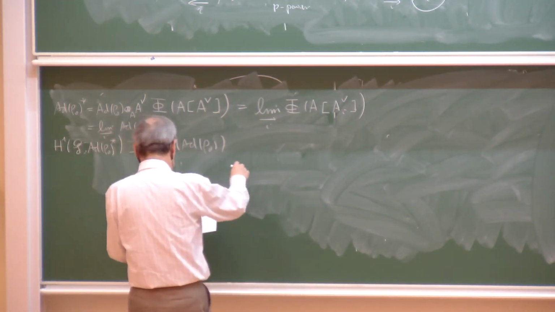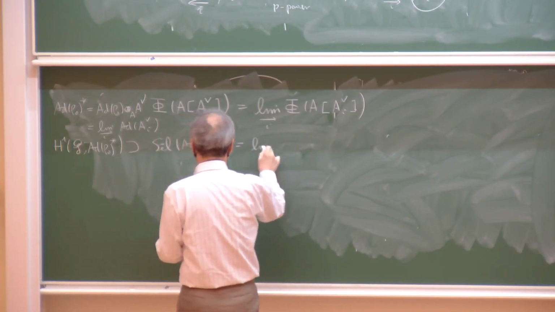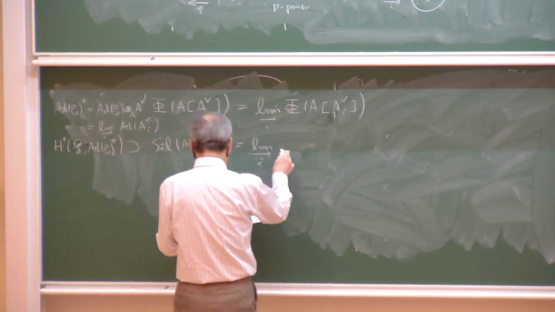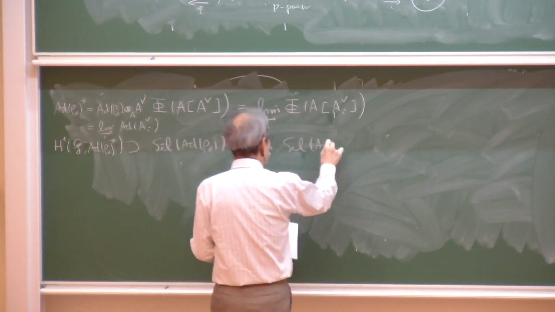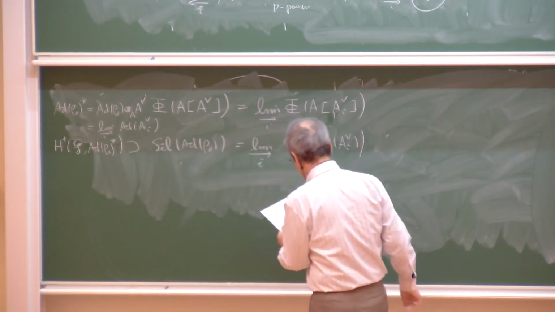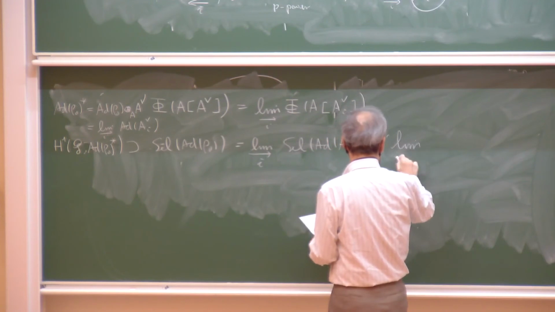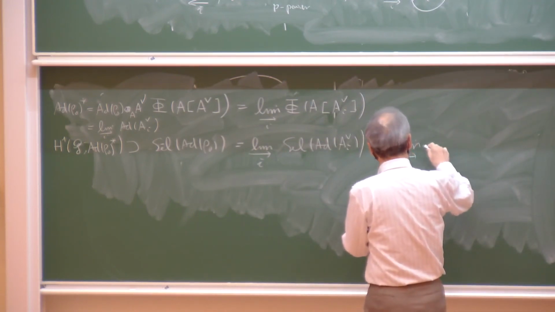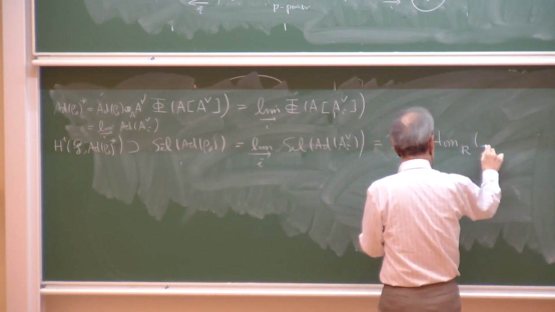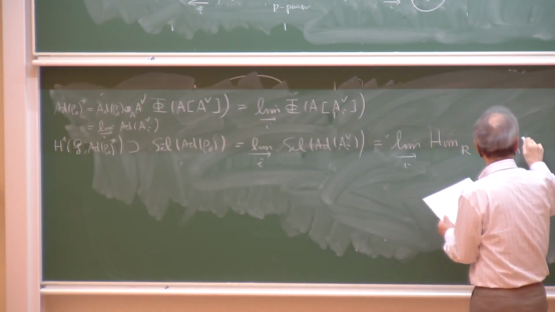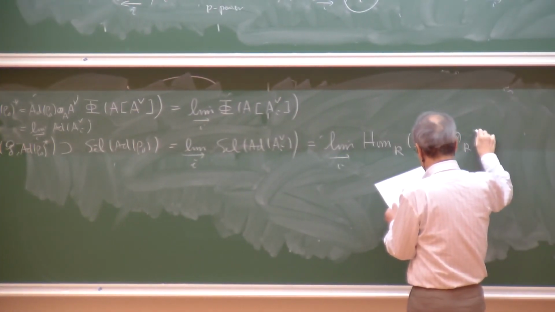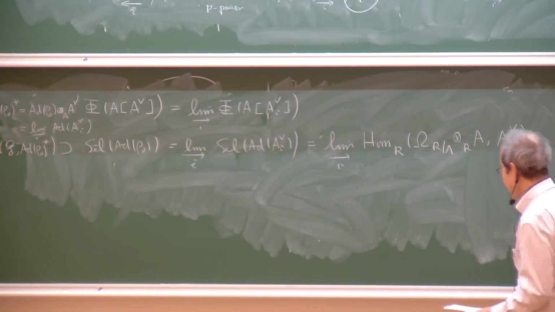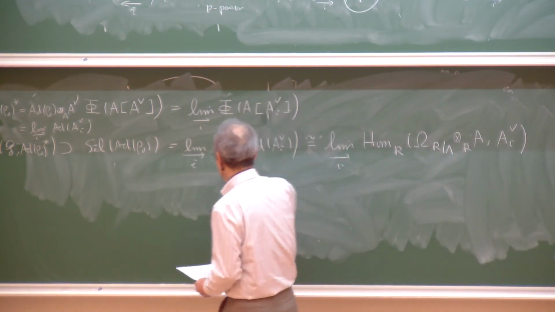Right? So I apply this stuff. By definition, therefore, the Selmer group conditions and so on all commute with injective limit, you can easily check. And this is a limit of what I said above. This is a limit of Hom_R(Omega_{R/lambda} tensor_R A_i check). Right? And strictly speaking, this is all an isomorphism.